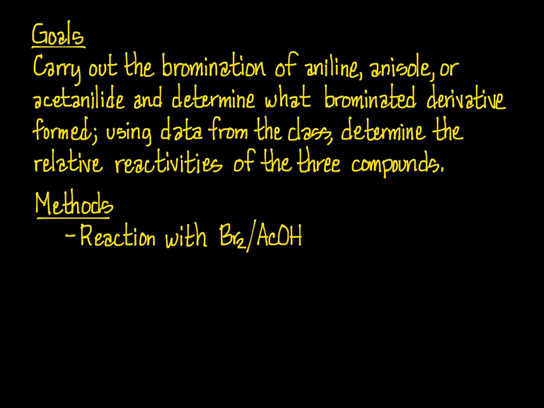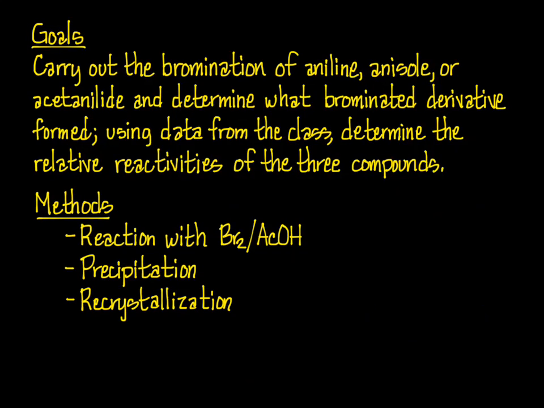To do this, you will carry out a simple bromination of your compound in glacial acetic acid solvent. You will isolate the crude product by precipitating it from water. You will purify the product by recrystallizing it from methanol, and then you'll characterize it by melting point and thin layer chromatography analysis.